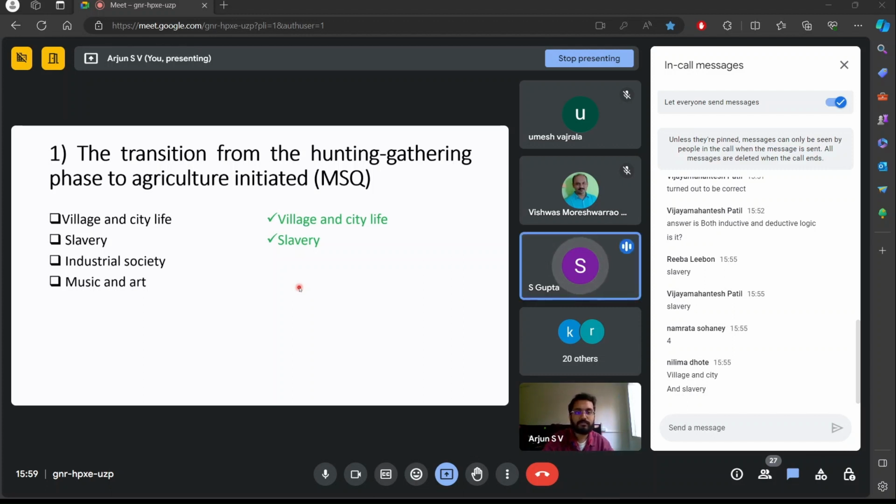About the question on the transition from the hunting-gathering phase to agriculture: we have taken two options, village and city life and slavery. Sometimes it feels like we are showing subjectivity. For example, I am one of the subjects and I take village and city life. Then why is it not okay, sir?